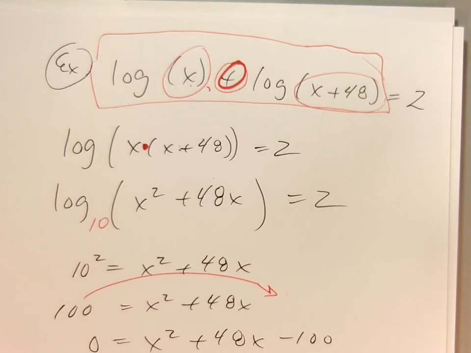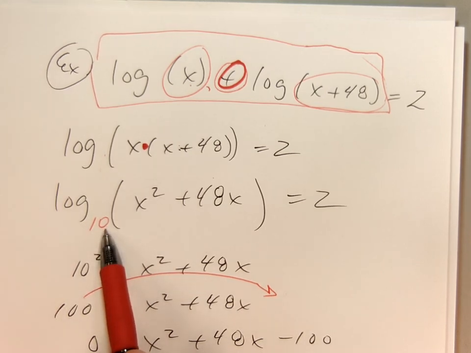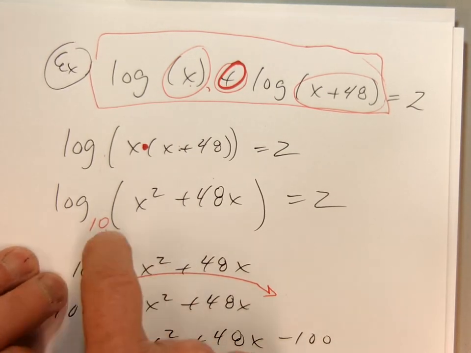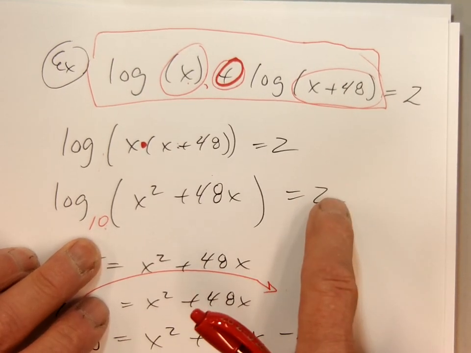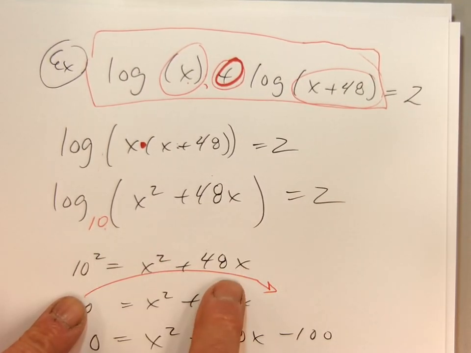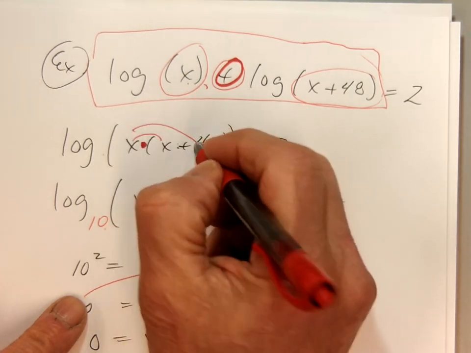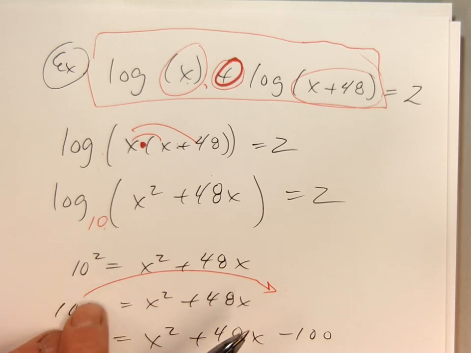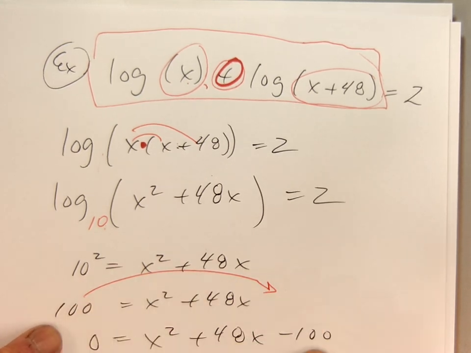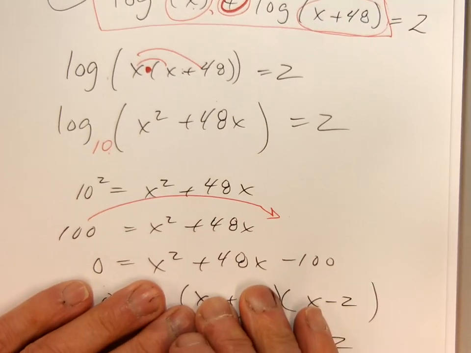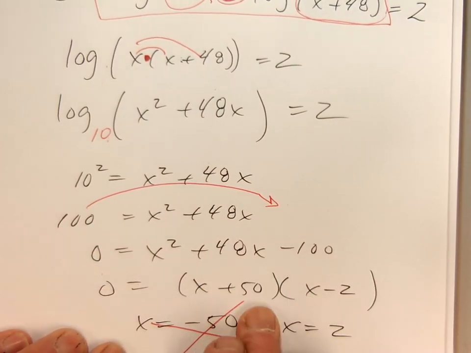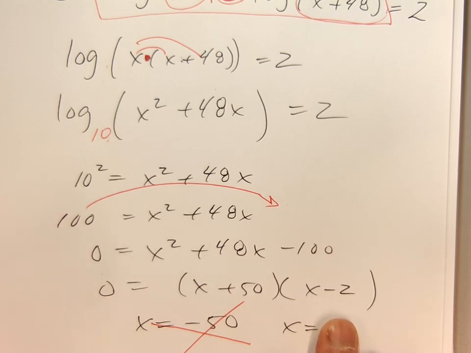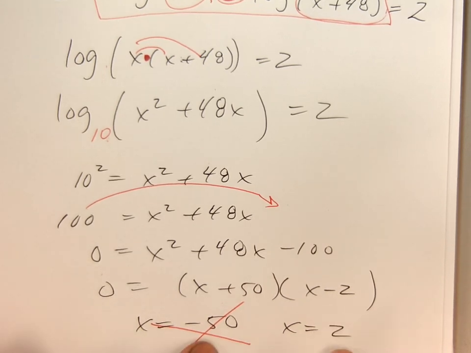Now I'm going to change it to my exponential form, but I have to remember I've got an invisible base, right? So my invisible base is log base 10. Okay, now let's change it from log form to exponential form. So 10 to the 2 power equals x squared plus 48x because I just distributed, right? Right now it's just an algebra problem. So 10 to the 2nd power is 100. I bring over the 100 because I'm going to need to factor. I factor this and I get x plus 50, x minus 2, and solving my mini equations, I get x equals negative 50 and x equals 2.